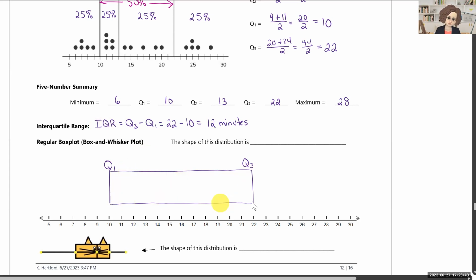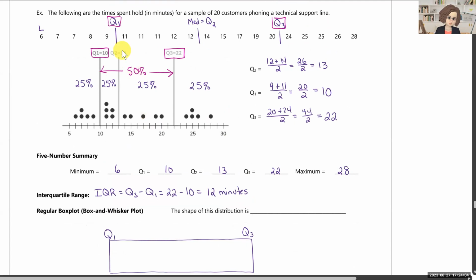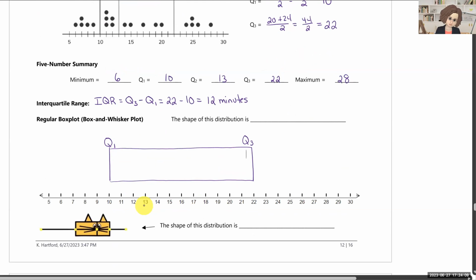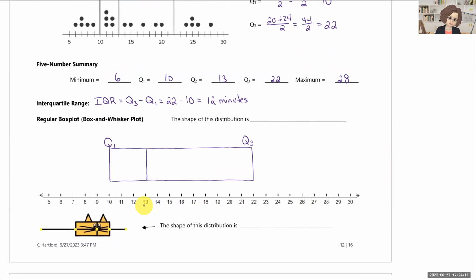Just make sure when you draw your box, we hover it above the number line. We don't want to write on top of our number line. We want to make sure it's really clear when people look at our graph. And then we move on to our Q2. So the median, the middle value, was 13. So Q2 was 13. So we're going to draw a line inside of our box here at 13. So our Q2, or our median.